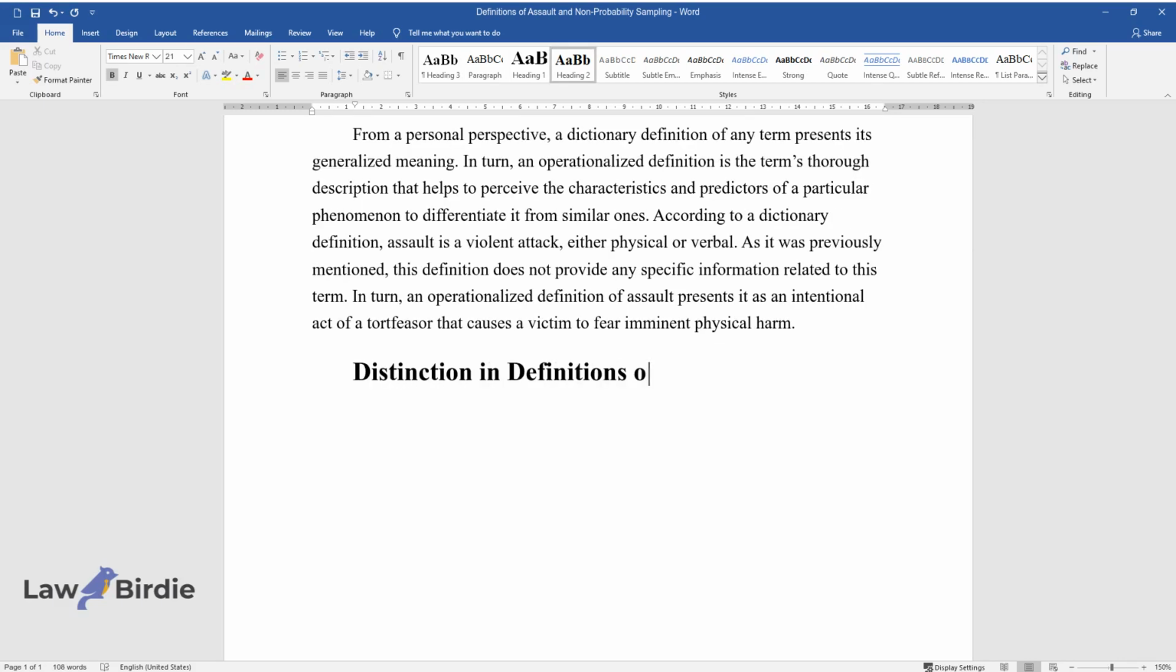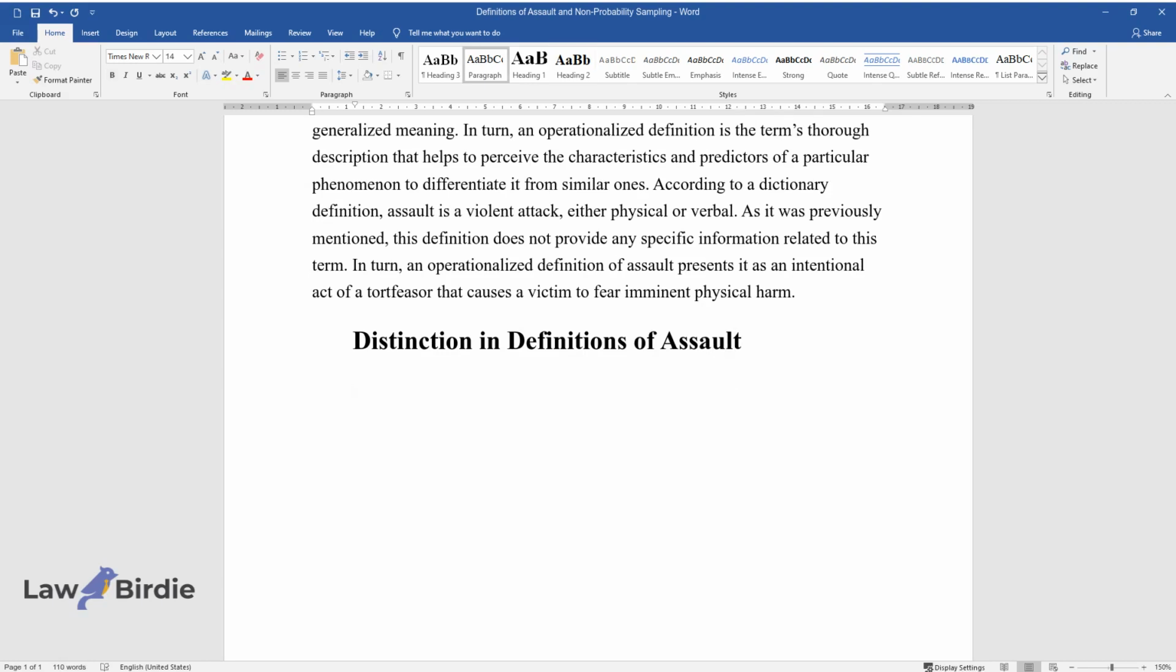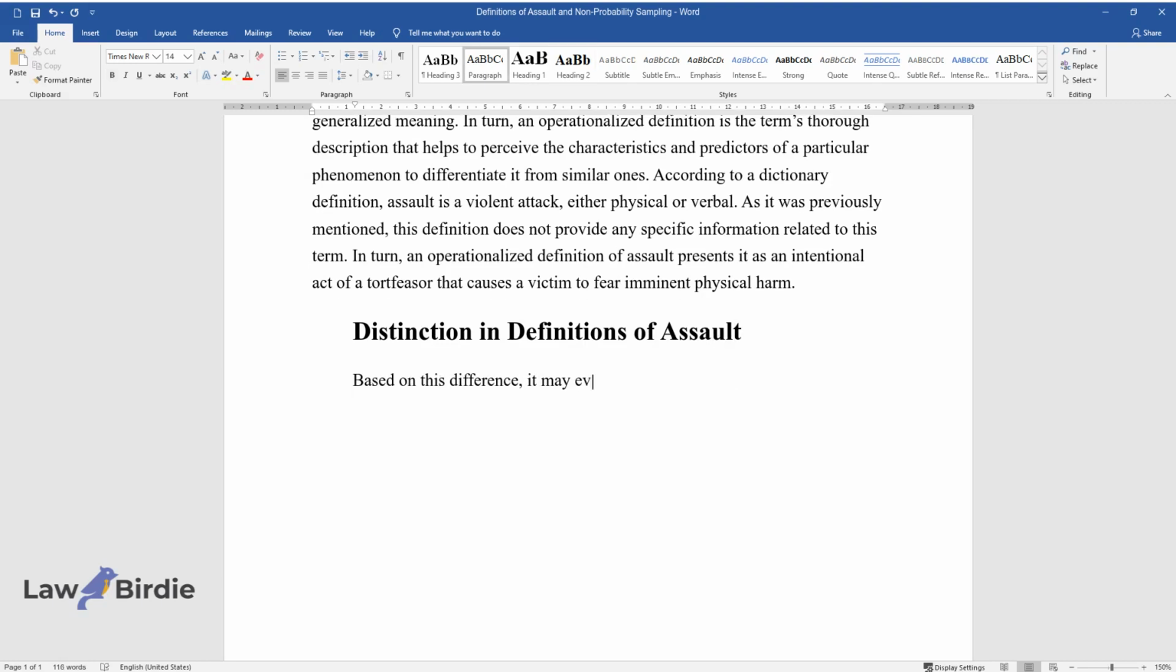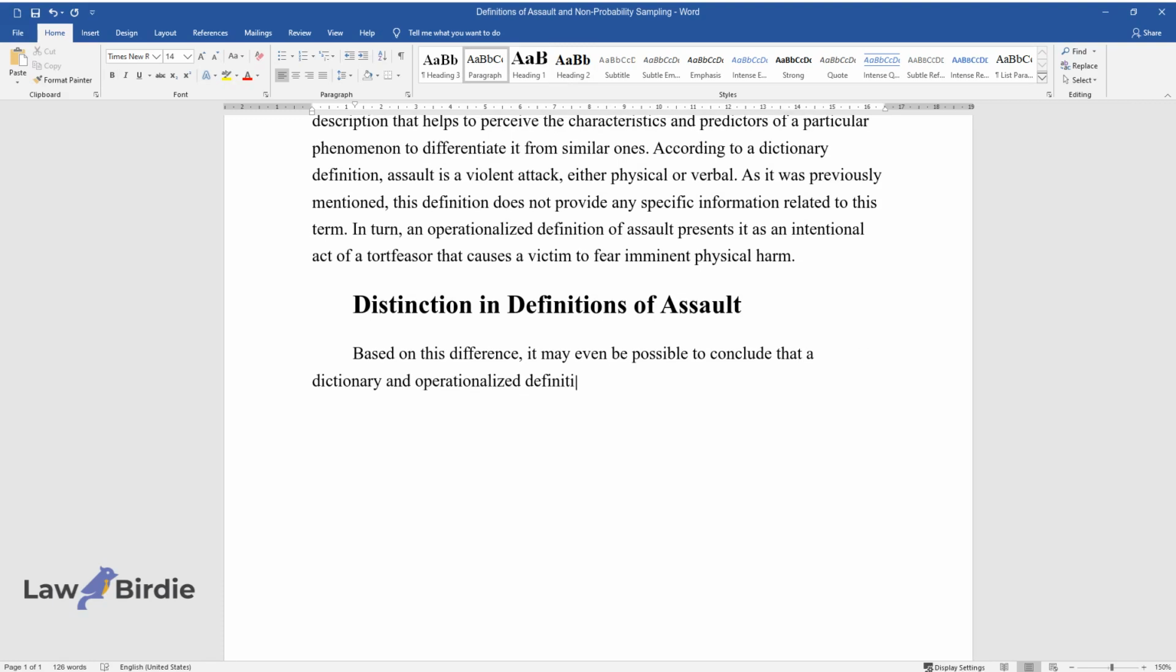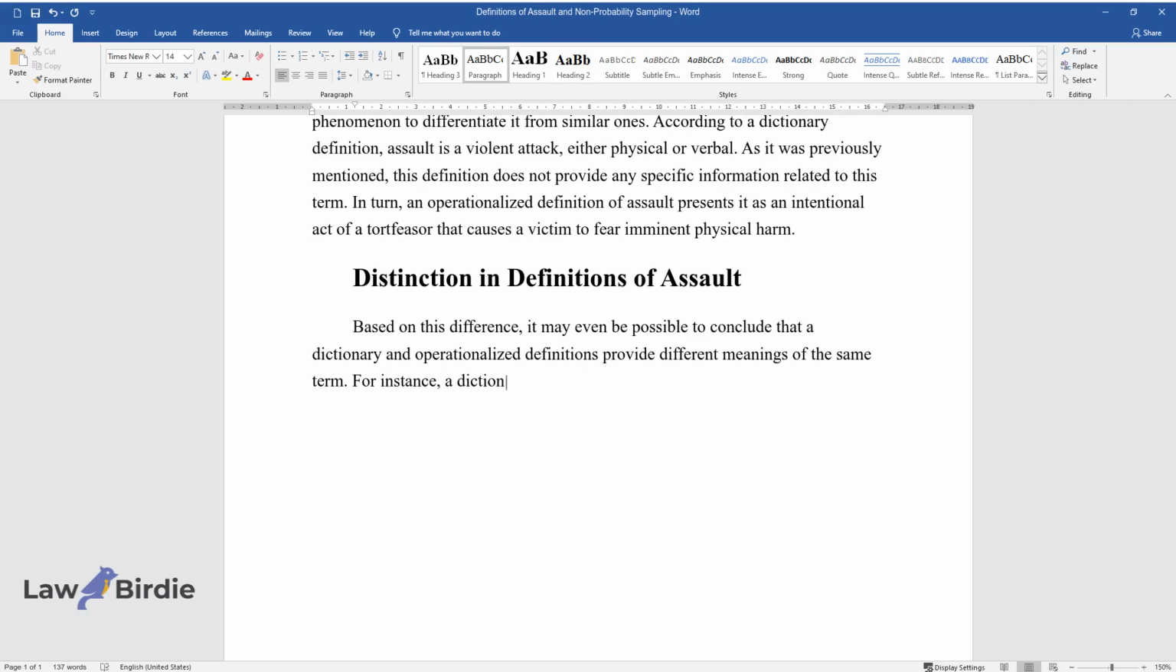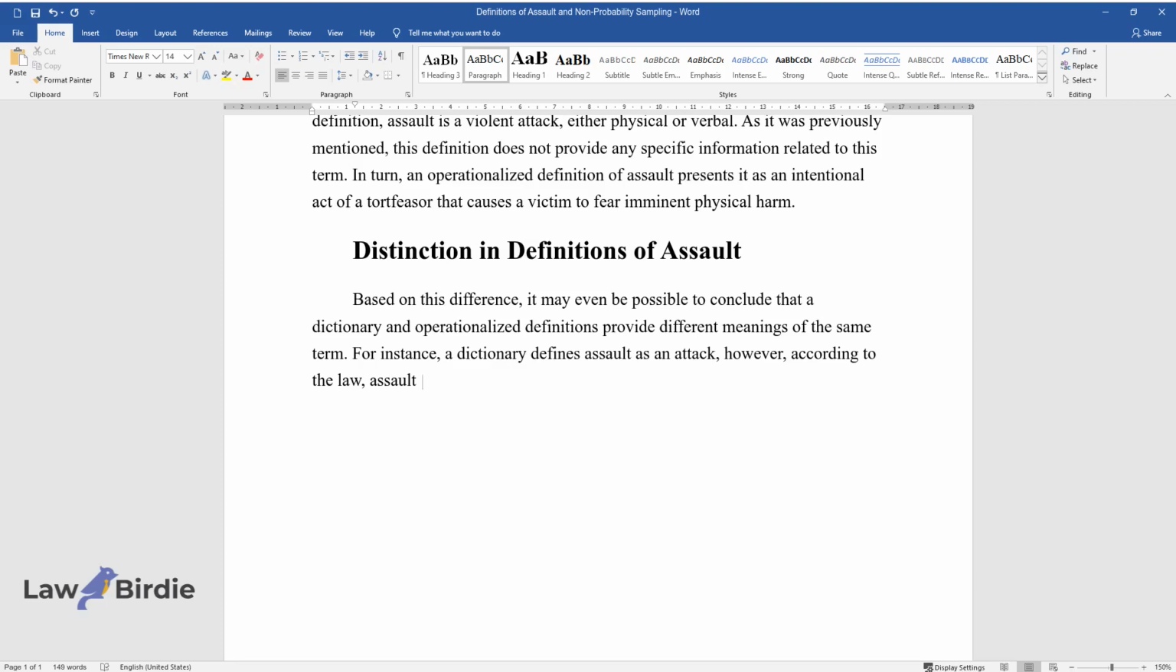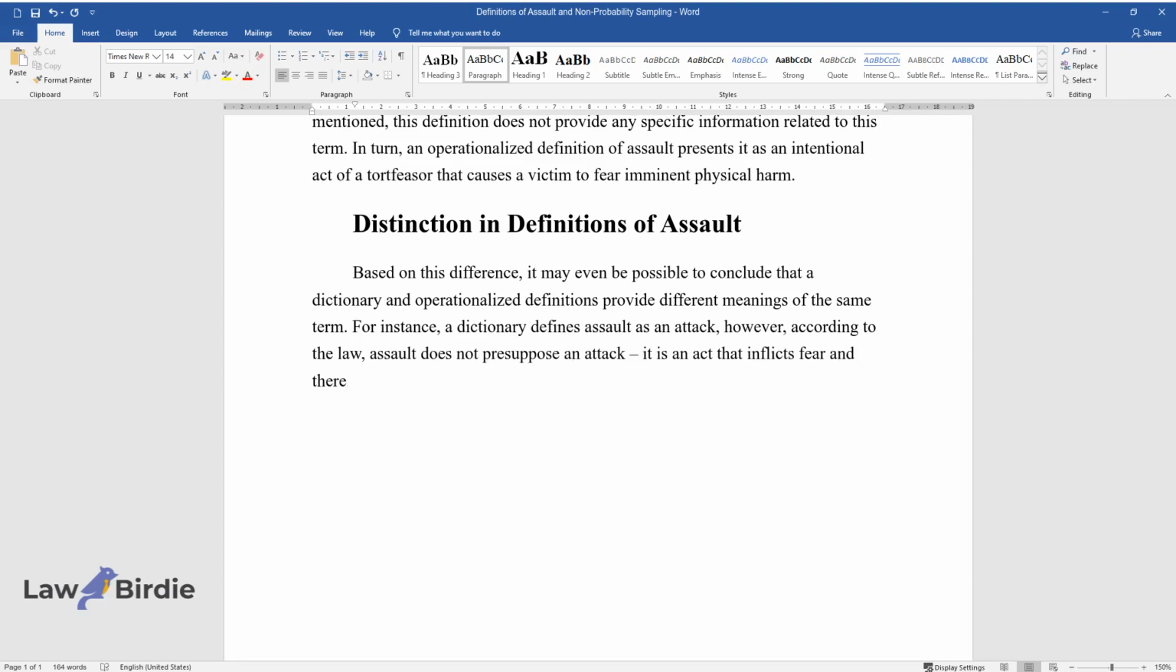Distinction in definitions of assault. Based on this difference, it may even be possible to conclude that dictionary and operationalized definitions provide different meanings of the same term. For instance, a dictionary defines assault as an attack. However, according to the law, assault does not presuppose an attack. It is an act that inflicts fear, and there may be no contact between an offender and a victim.